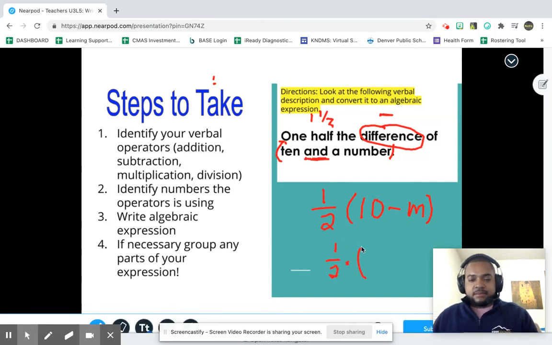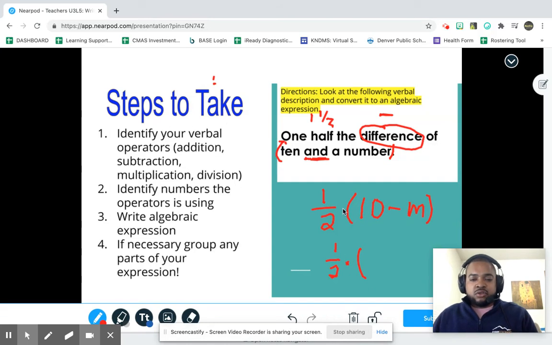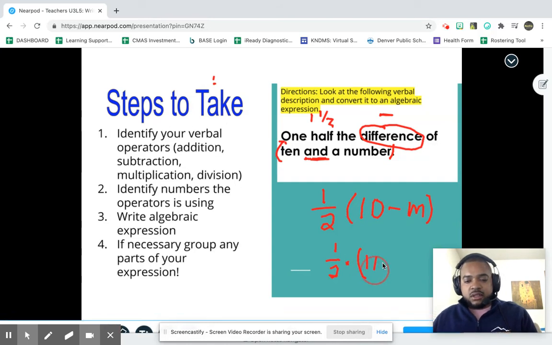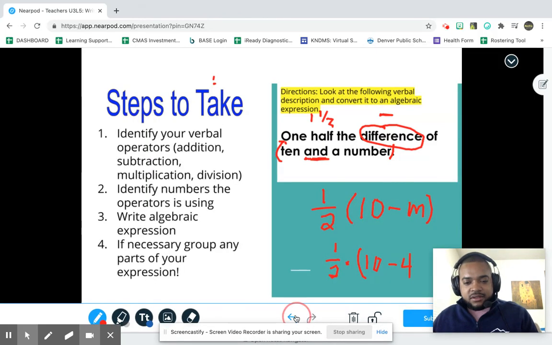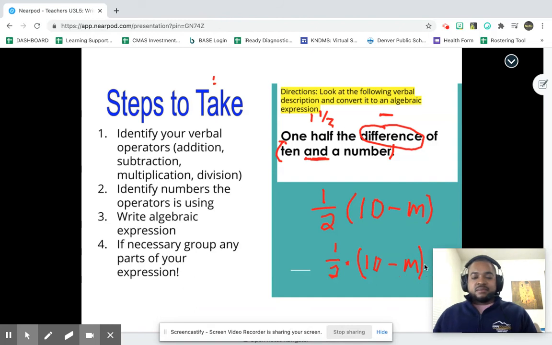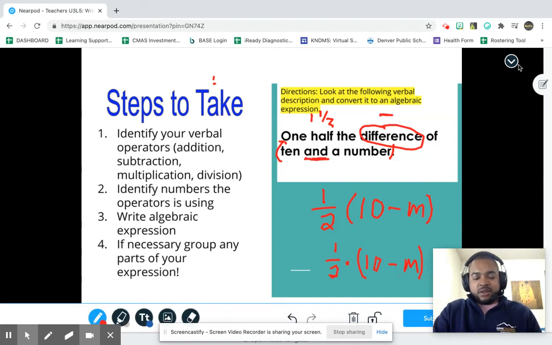Something to think about: I didn't write it there, but you could have written the dot if you really wanted to. It doesn't really matter in that sense. Either way works as long as you know that you're representing multiplication. So anytime you see a fraction, it represents multiplication.